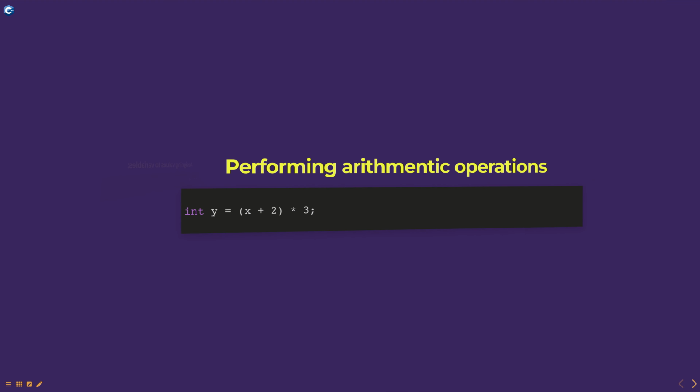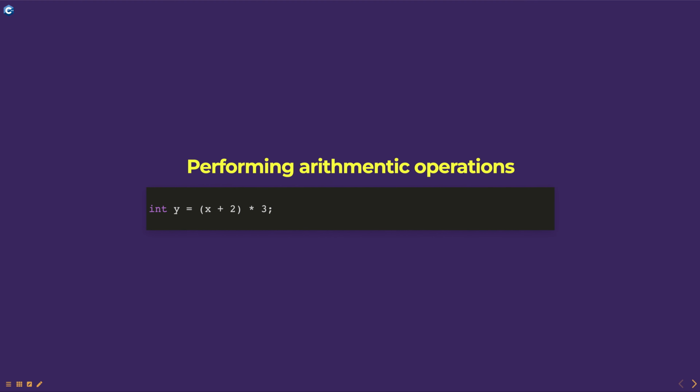Performing arithmetic operations. Here, x + 2 * 3 is an expression that evaluates to 21 and is assigned to the variable y.